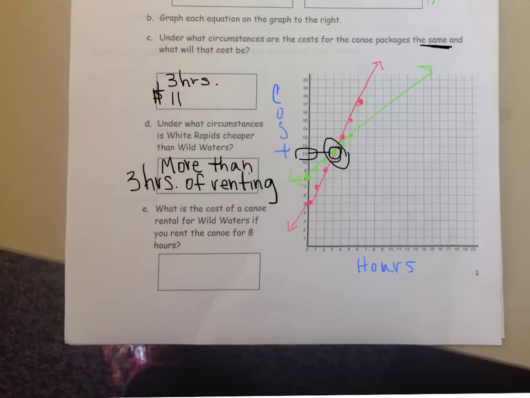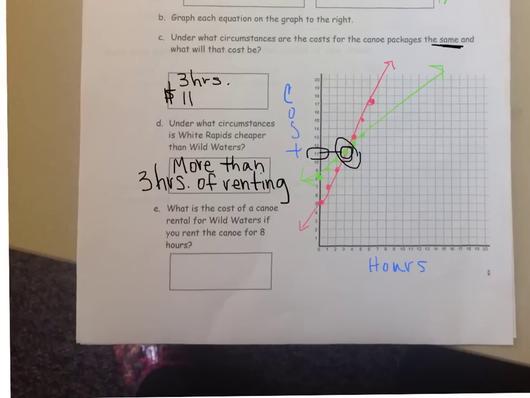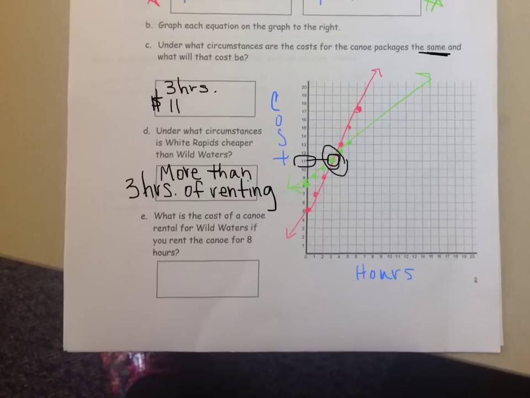What is the cost of the canoe rental for Wild Water if you rent the canoe for 8 hours? So I would go over to 8 hours, Wild Water, go all the way up to 8, follow it all the way up, and it's going to be $21.